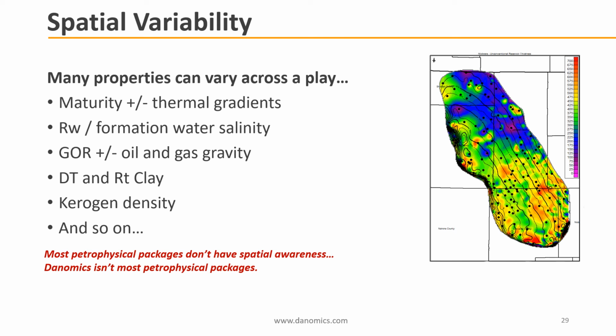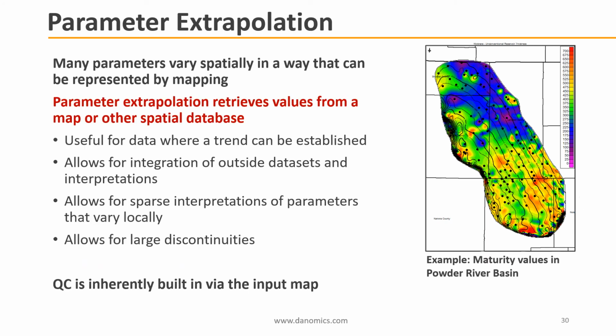And a lot of packages, especially legacy petrophysical packages, don't have spatial awareness built in. They don't have built-in mapping, and that means you're really looking at things in isolation. At Danomics, that's been one of the things we've been concerned with from the start. So, how do we handle this spatial variability? Well, for many properties, their spatial variation can be represented via mapping. And a lot of times these maps can be generated from taking a statistical look at the well logs and then making maps of properties.